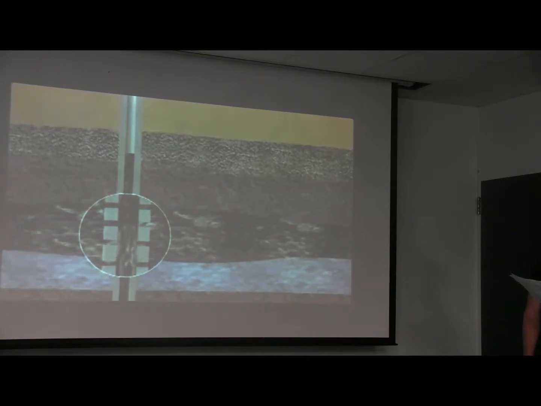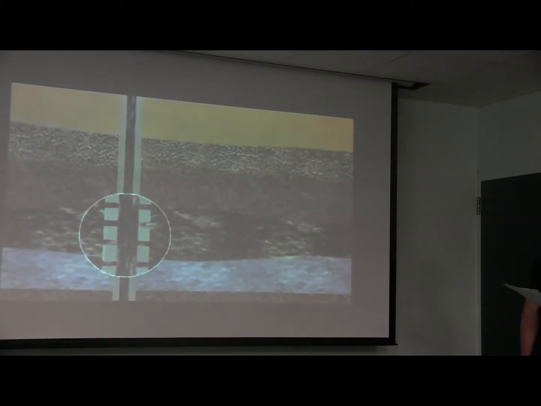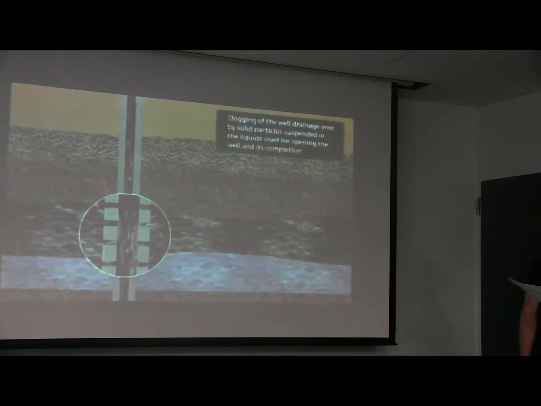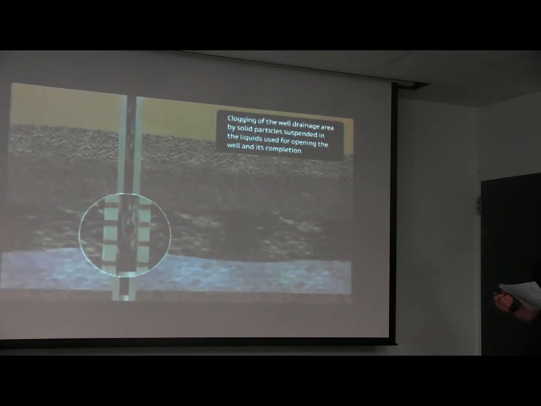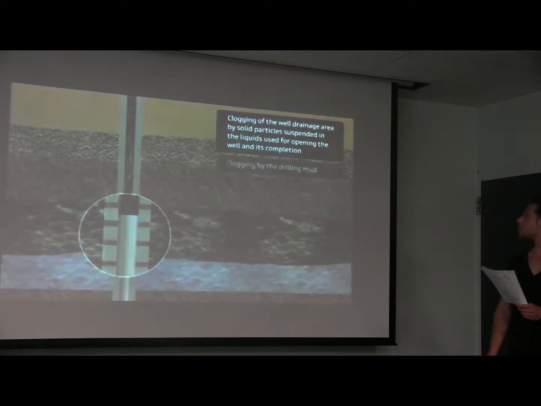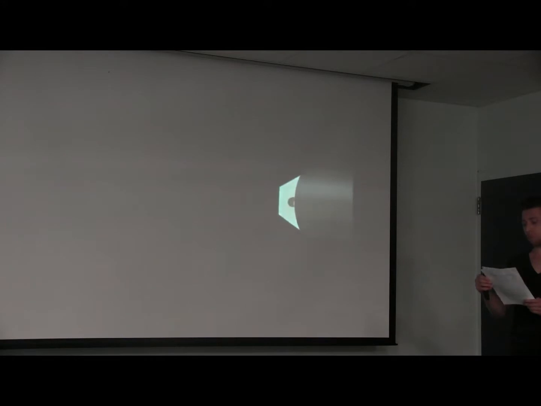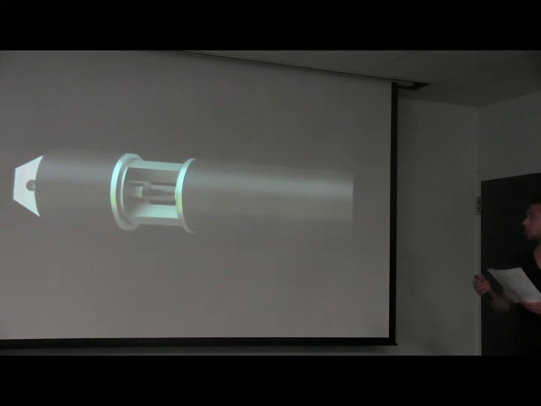The basic factors determining the permeability or mobility index in the drainage area, which are common for all wells, are the following. Clogging of the well by solid particles present in the liquids used for opening the well and subsequent completion. Clogging by the drilling mud. Clogging of the well by salts and paraffins. Novus has developed a downhole tool which is able to clear the drainage area and increase the permeability of the reservoir at the same time.